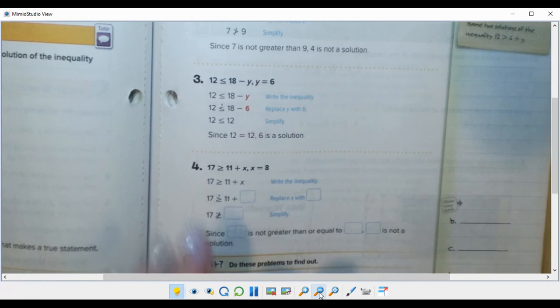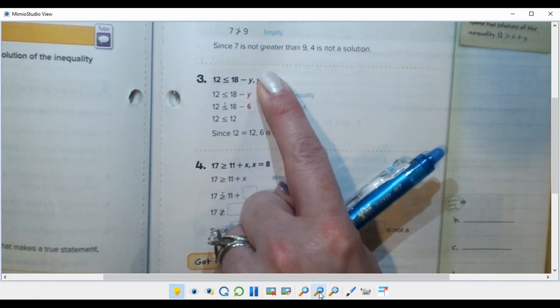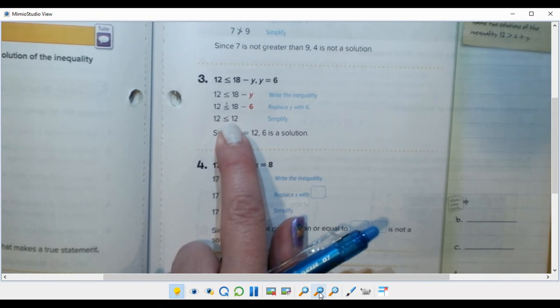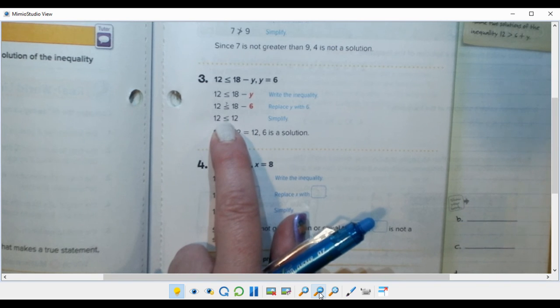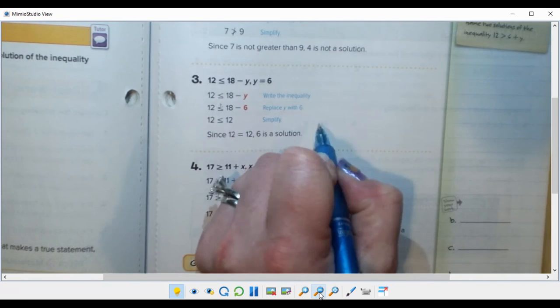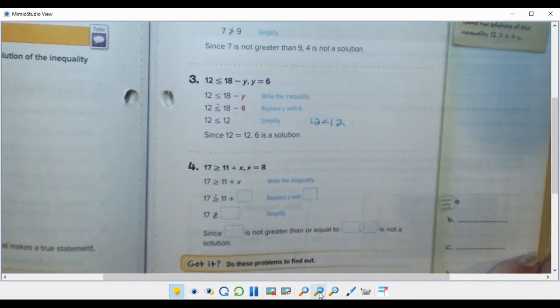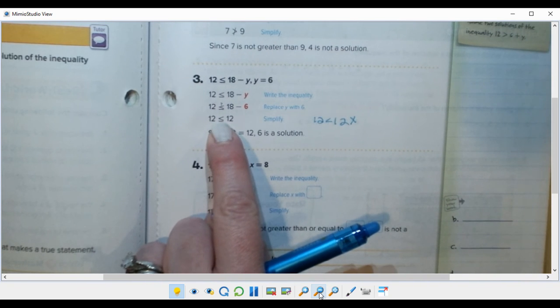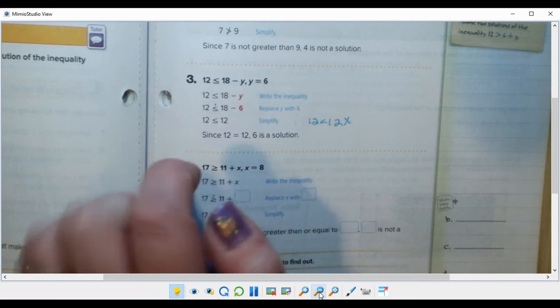Okay? Same thing here. You kind of have the answer at the end. Put the 6 in for y. So 18 minus 6 is 12. Is 12 less than or equal to 12? Yes, this one does allow for this to be the answer because you've got the equal one there. If it had simply said this, then it would not have worked. But because we're allowed to equal it, 6 is a solution.